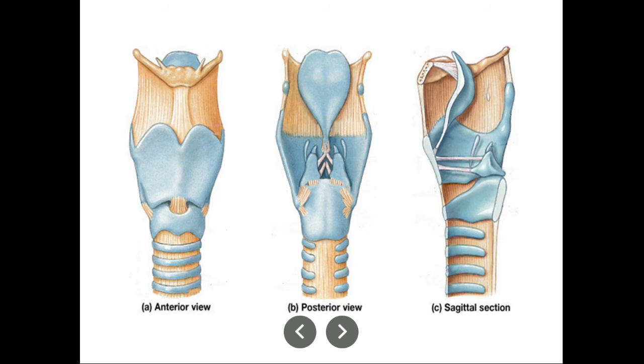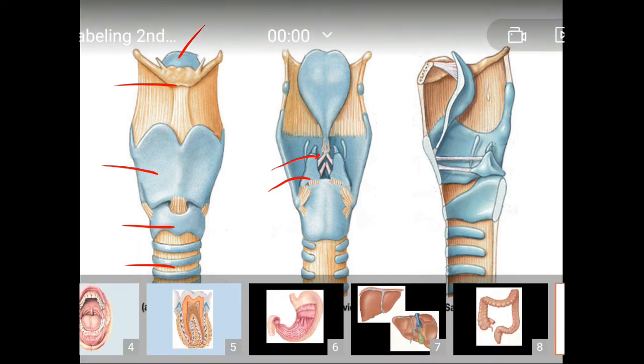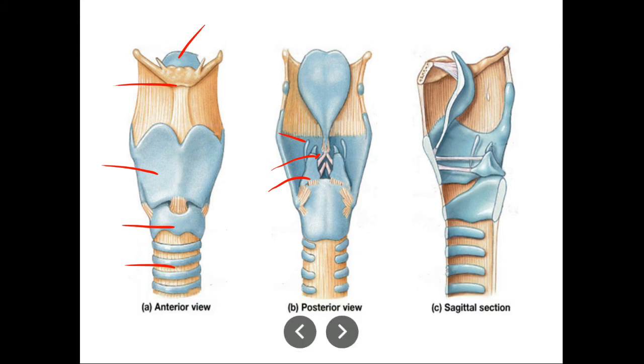Next we have the picture that is the anterior, posterior, and sagittal view of the larynx, in which we need to remember the epiglottis. Here we have the hyoid bone, and we have the thyroid cartilage, cricoid cartilage, and here we have the trachea. Let's see that from the posterior view, where we have the arytenoid cartilage above the cricoid, and we also have the corniculate cartilage, and we have the cuneiform cartilage. Cuneiform is mostly present in the membrane.